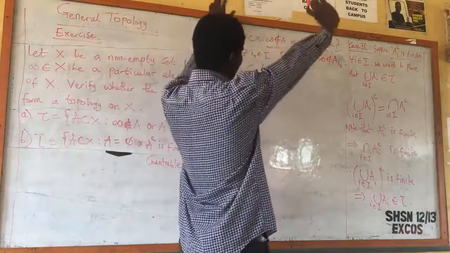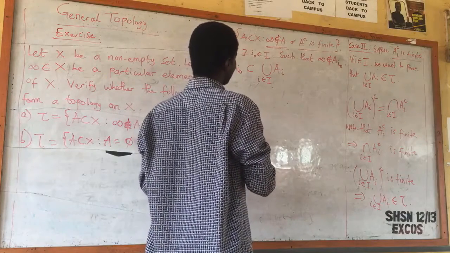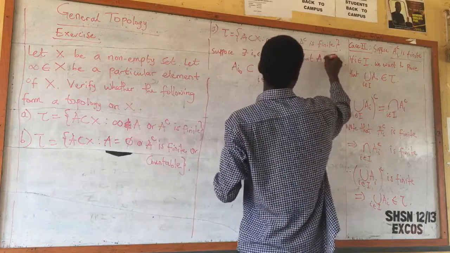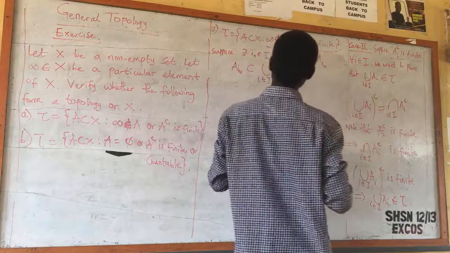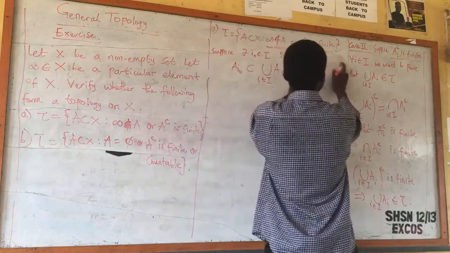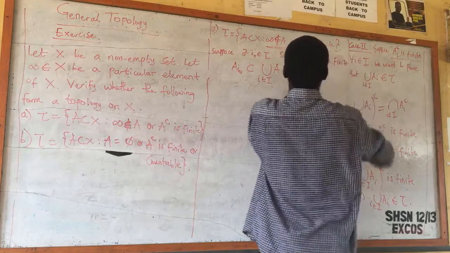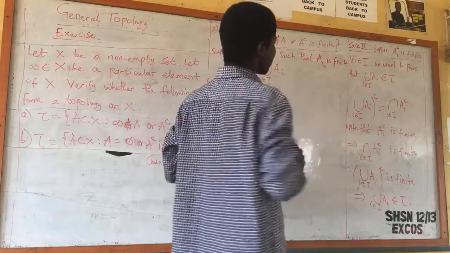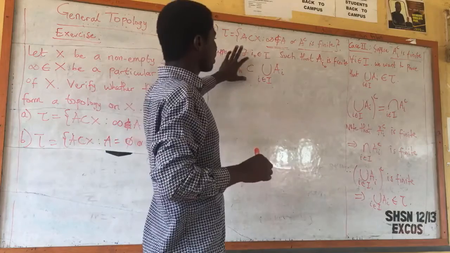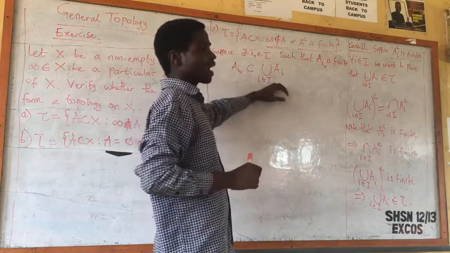If you take the complement, what will happen? I need to write A_{i_0}. Suppose there is this i naught in I, so that A_{i_0} complement is finite. That's what I need to write. So what will happen is that A_{i_0} is inside the union of A_i for i in I.